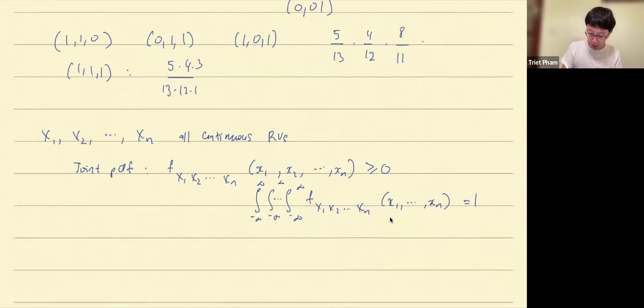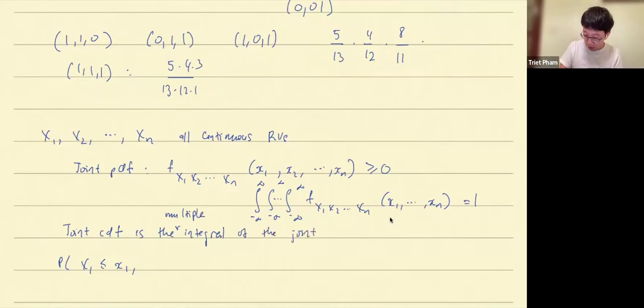And the probability, right, that, let's say, x1 less than or equal to little x1, and so on. So the joint CDF is the multiple integral of the joint PDF. The joint CDF is the multiple integral of the joint PDF.